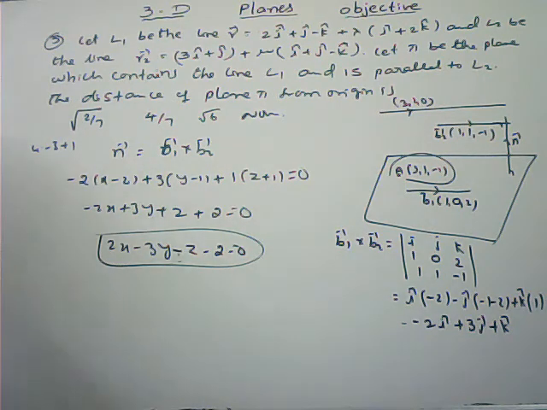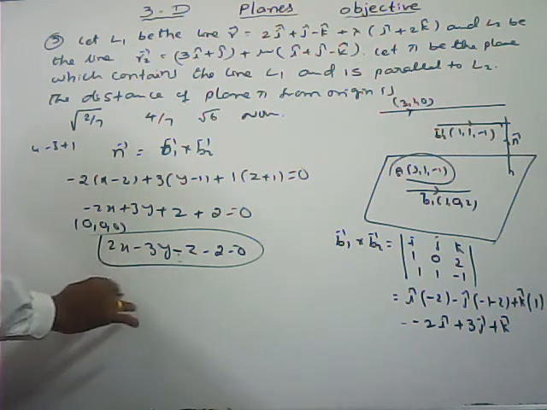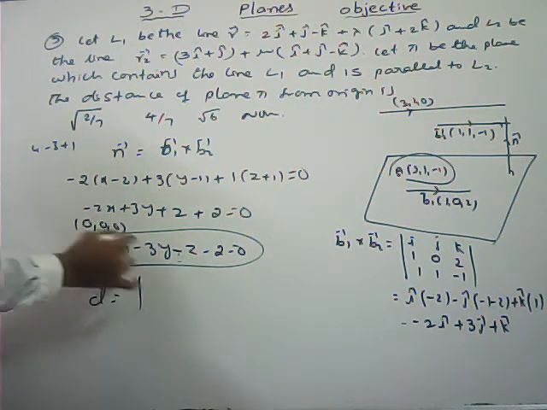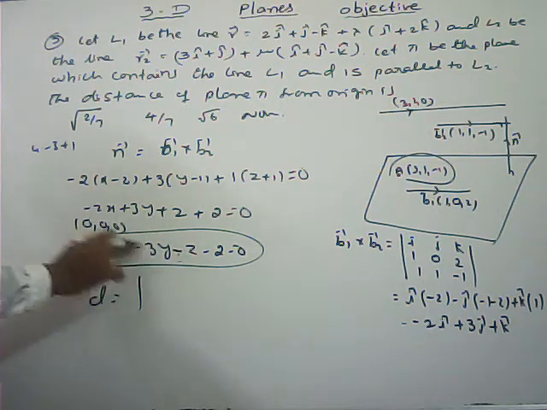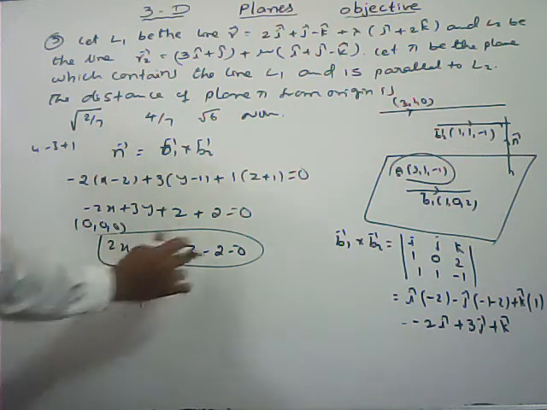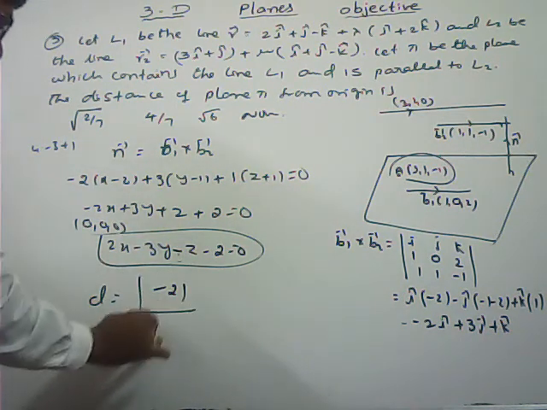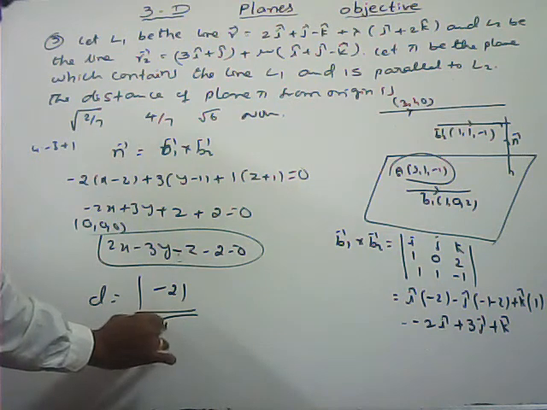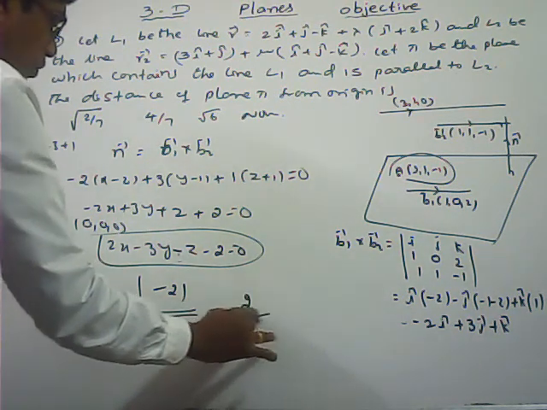How to get the perpendicular distance from the origin to that plane? The formula is there: d is equal to modulus of (ax1 plus by1 plus cz1 plus d) by root of a square plus b square plus c square. That is 2 by root of (4 plus 9 plus 1), that is 2 by root 14.